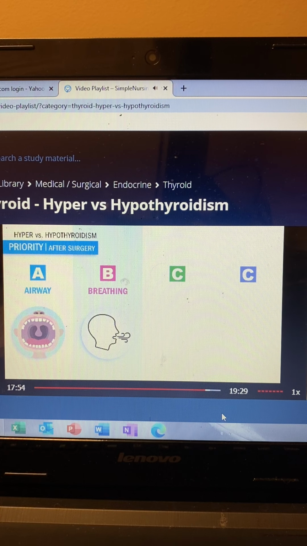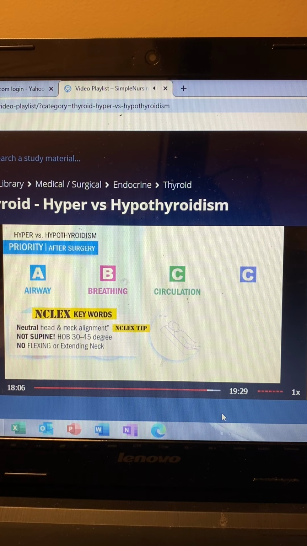Now next, C is for circulation. Obviously we just had the surgery, so guys, we're looking for bleeding, but specifically bleeding around the pillow and insertion site. Now big NCLEX key terms for positioning to prevent the bleeding, guys, write these down. We want a neutral head and neck alignment. This means not supine, big no. Head of the bed 30 to 45 degrees, aka semi-Fowler's. Big no for flexing. So no flex zone for sure. No extending the neck, huge and always on the NCLEX.